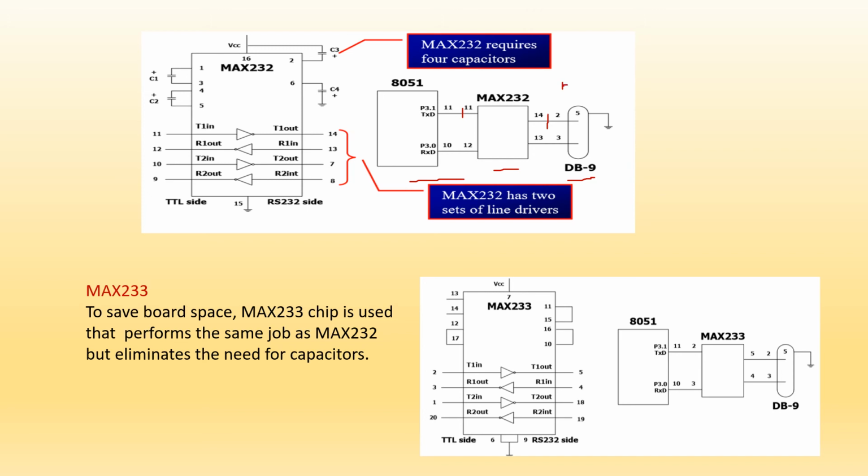I am transmitting the data, and hence the RS232 connector is receiving the data. So this pin number 2 is the RxD line. Pin number 2 is the RxD line. The TXD line of the 8051 is transmitting the data and the RS232 is receiving the data.